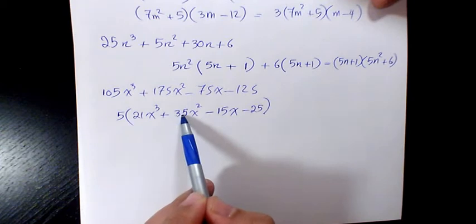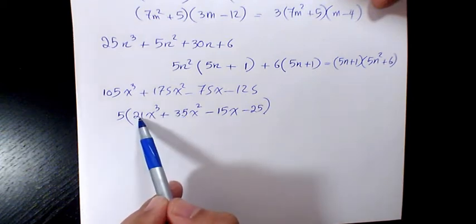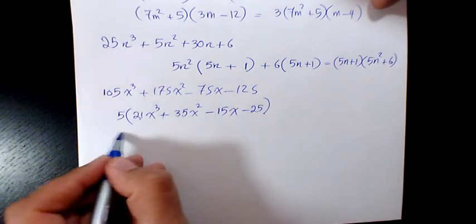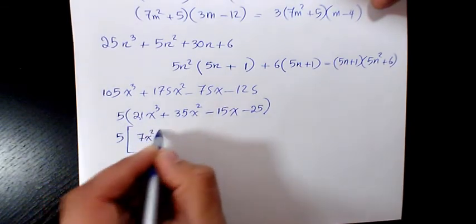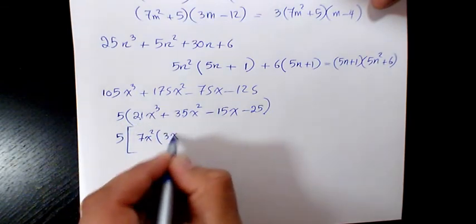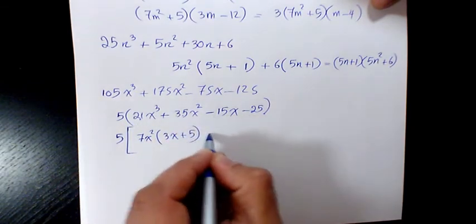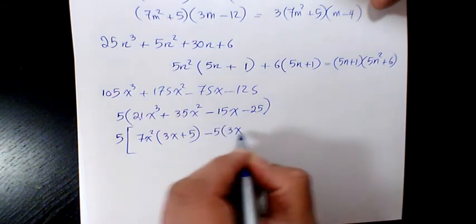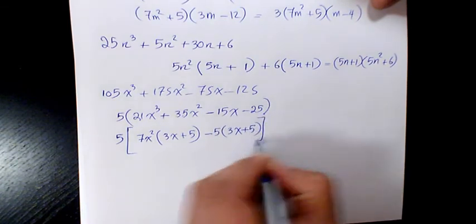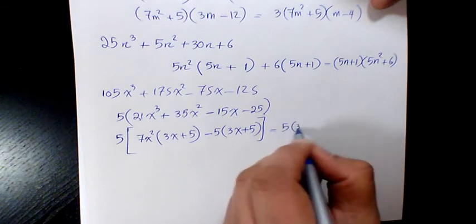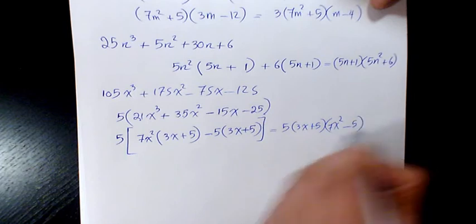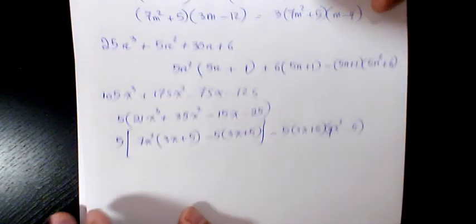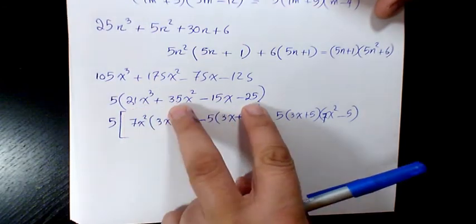Now 35 is 5 and 7. 21 is 3 and 7, so you can factor basically 7x squared, 3x plus 5. Here you factor negative 5, 3x plus 5. Then you factor 3x plus 5, 7x squared minus 5. That's going to be the final answer. You could also group these two and then these two.